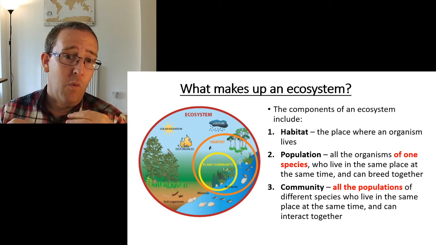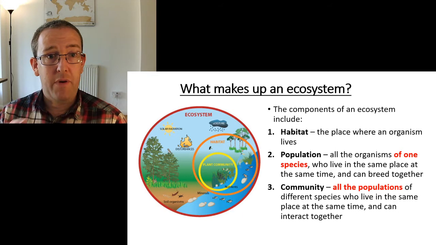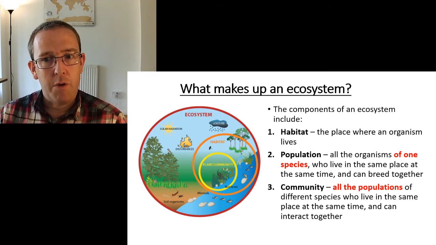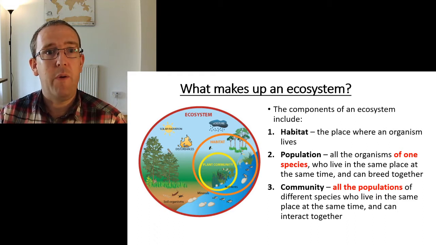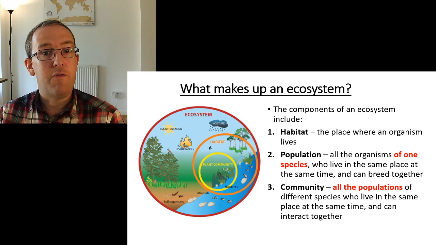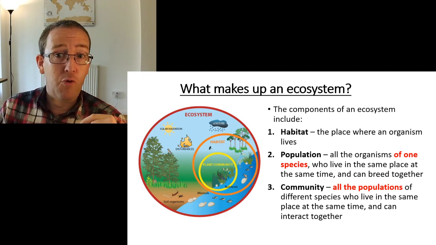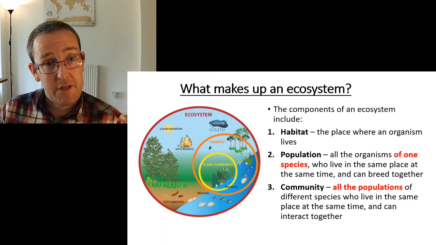Okay, so while you might have a population of bulrushes and a population of minnows, for example, when you put those things together, what you've got is a river community or a freshwater aquatic community. And when you put the abiotic stuff in there, you've got an ecosystem. So those are the first four words: habitat, population, community, and ecosystem.